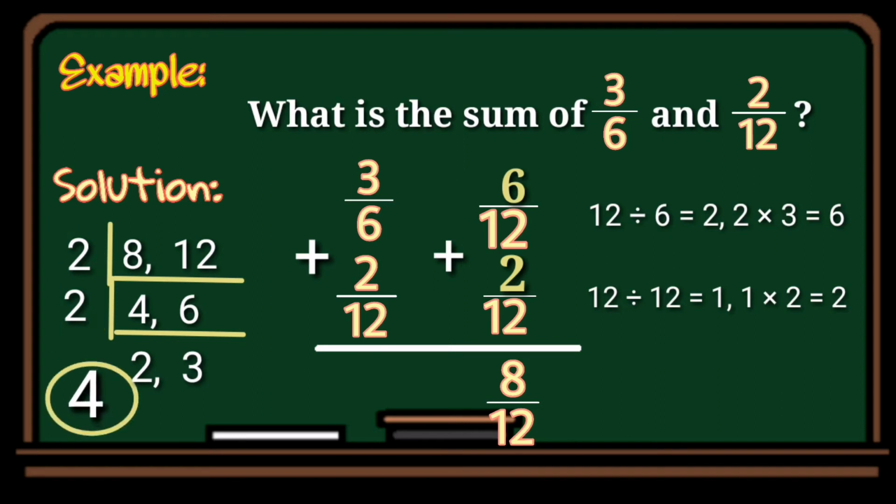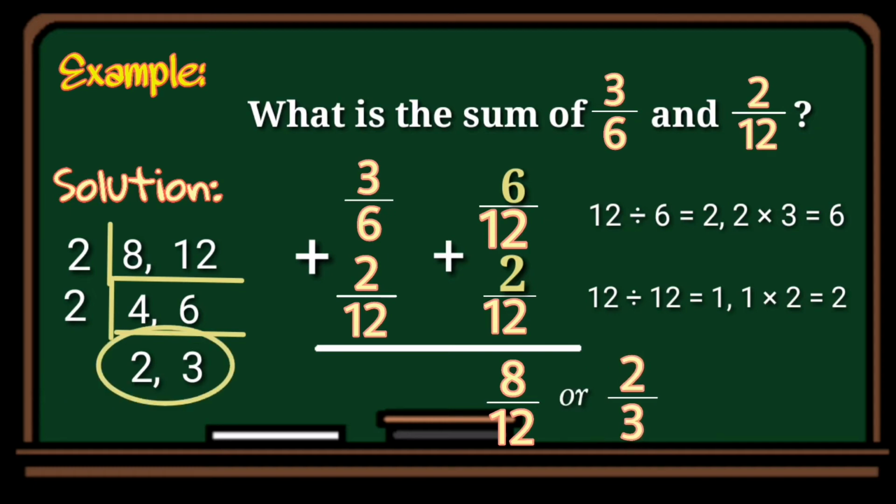To get the lowest term of 8/12, just divide both the numerator and denominator by 4. So 8 divided by 4 equals 2 and 12 divided by 4 equals 3. Or look at the last row of our continuous division method. That is already the lowest term of 8/12, which is 2/3.